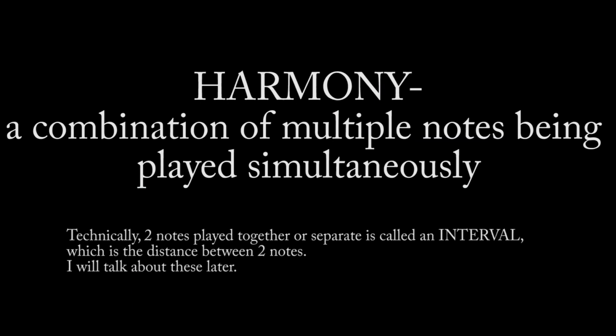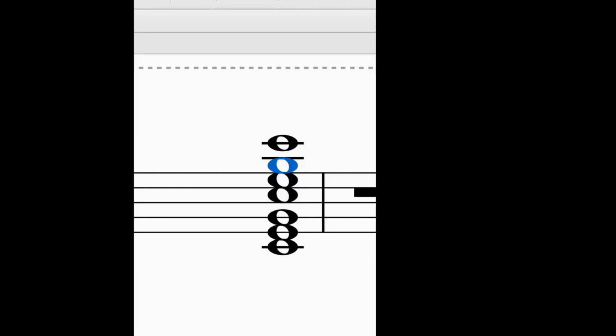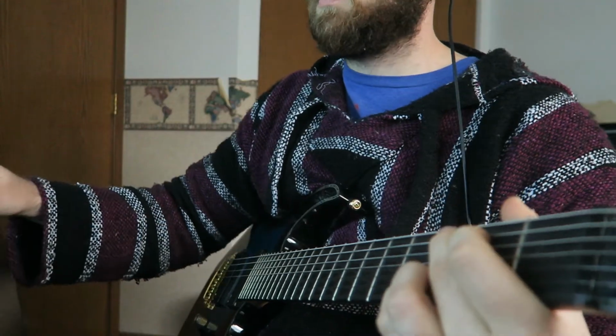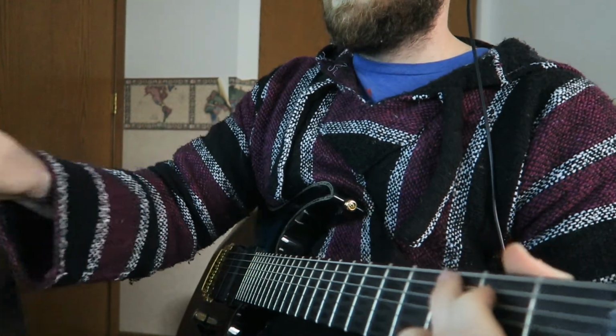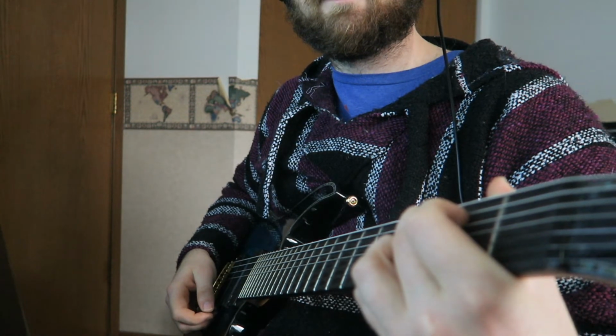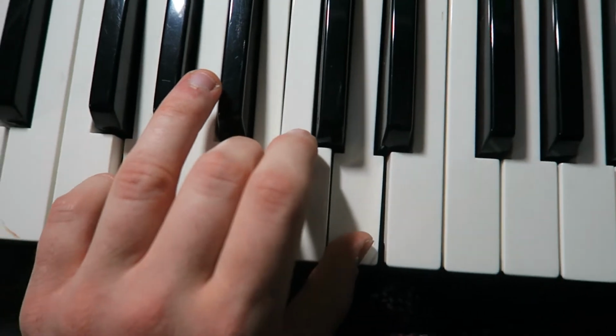Harmony is a combination of 2 or more notes being played simultaneously. They are occurring at the same time, in other words. I like to think of this element as the vertical element. An example of harmony is what you may know as a chord. A chord is a combination of notes being played at the same time. Here is an example of a chord on a guitar. Here is an example of a chord on a piano.